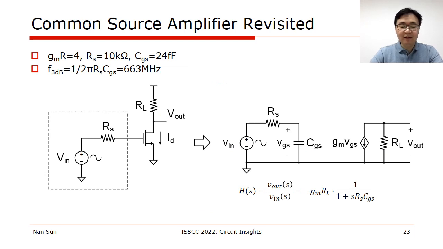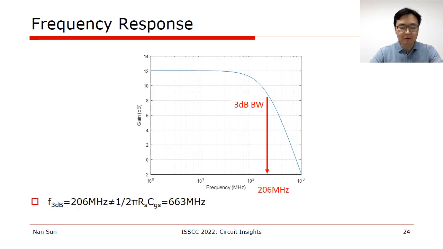Okay, so now we revisit the common source amplifier that we showed earlier, and we know that the source impedance is 10 kilo ohm, and the gate source capacitance is 24 femtofarad. So we can calculate the amplifier 3 dB bandwidth as 663 megahertz. However, the simulated frequency response shows that the amplifier 3 dB bandwidth is actually 206 megahertz. It's not 663 megahertz. There's a large error in the estimated bandwidth. So this means that our simple bandwidth expression is actually inaccurate.